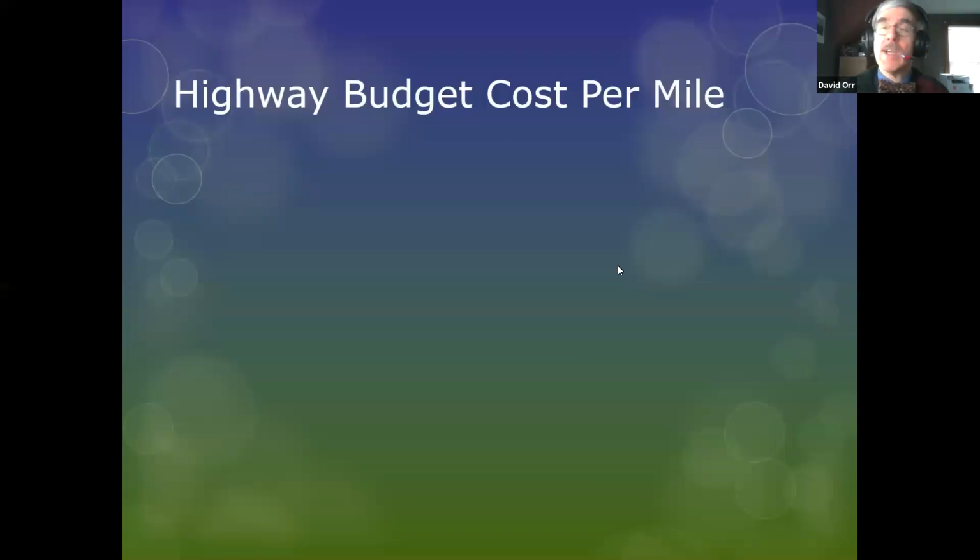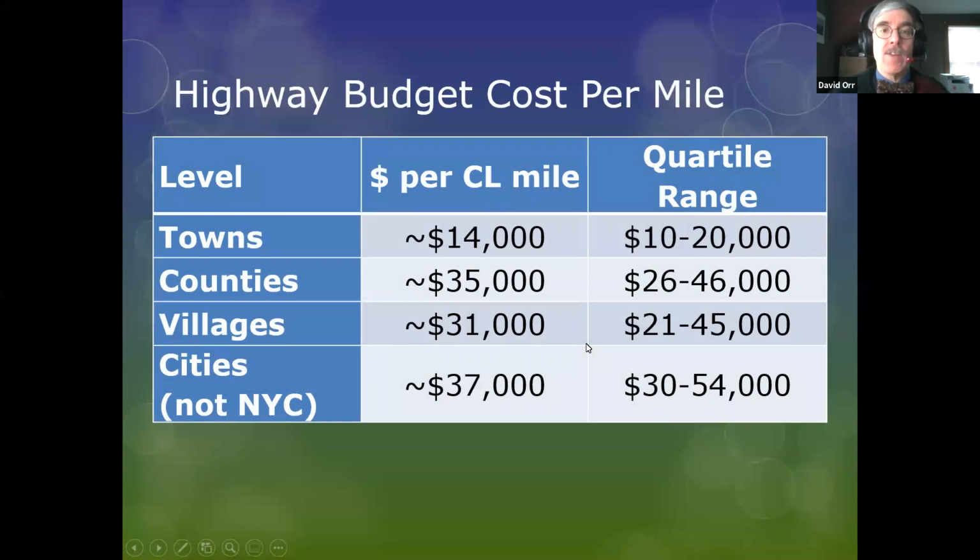So in terms of the highway cost per mile, I'm going to show you some data that we've collected over the years. We've gone through and calculated it out, and these are the ranges for various types of governments here in New York State. Towns are about $14,000, sort of in the middle of the range, with $10,000 to $20,000 per mile being the most common. Counties are at about $35,000, again, because they've usually got a little thicker roads, a little wider roads, a little more traffic. Villages, you're going to deal with storm sewers, things like that. And cities, not counting New York City, about $37,000. But again, there's a range.